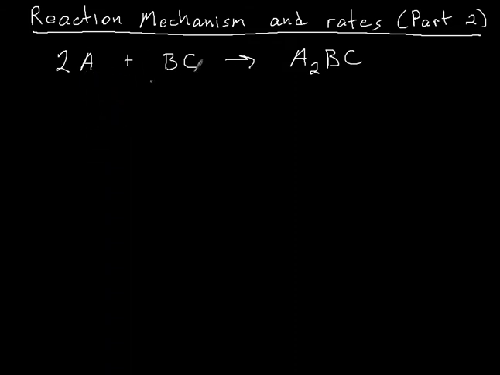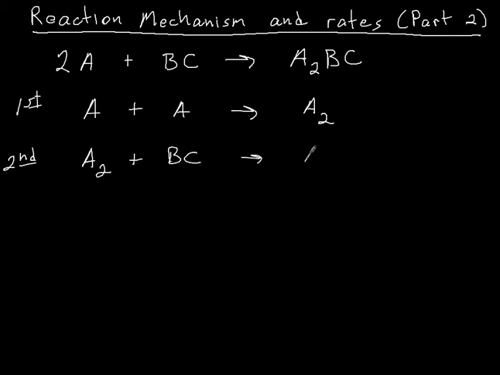A possible first step in our mechanism could be that the 2 A particles collide to create an intermediate particle, A2. That would be the first step. The second step would be that intermediate particle, A2, collides with the BC particle in the chamber, and when those two particles collide, we get the A2BC particle. That would be the second step.